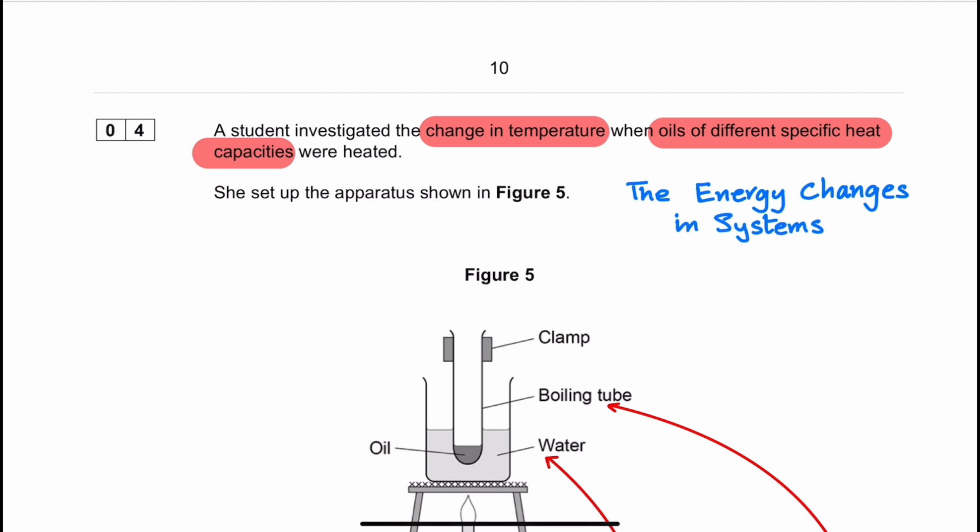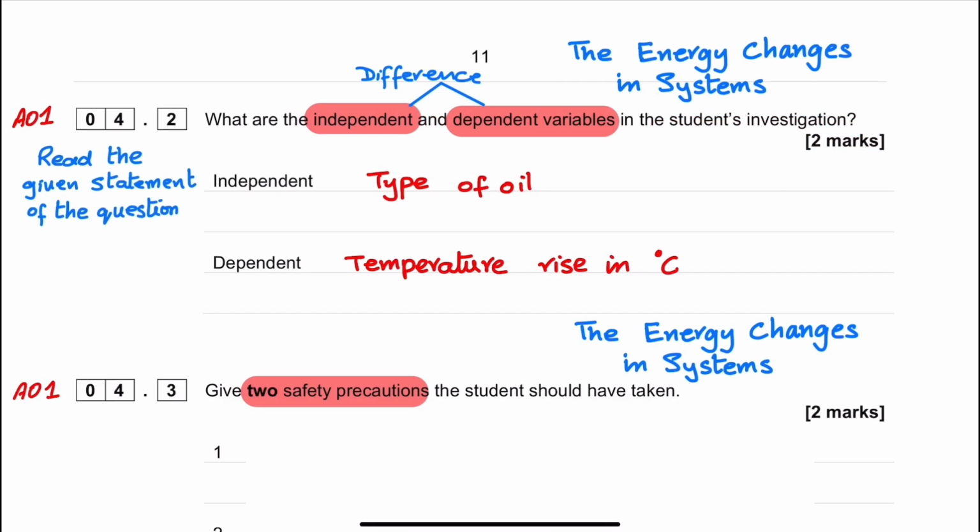So in the statement we can easily see that when different types of oils are used, their change in temperature is also changing. So different types of oils are the independent variable and the change in temperature is the dependent variable. Let's see the model answer. The independent variable in the investigation is the type of oil, and the dependent variable is the rise in temperature in degrees Celsius. As we change the oil in the investigation, it has a different boiling point.